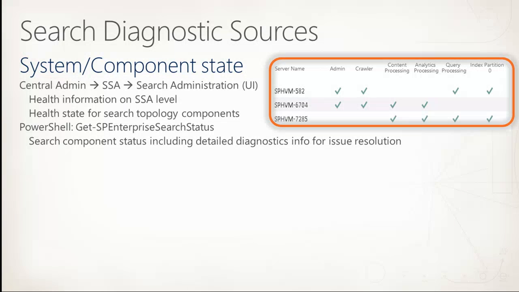But you can have situations where a yellow or red icon pops up here, then you need to do something. So it's nice to start out by looking at the UI, and if you want more details when a yellow icon comes up on the screen, then you can use the new PowerShell commandlet, Get-SPEnterpriseSearchStatus, which is a convenient way to get more detail on the status of the different components.